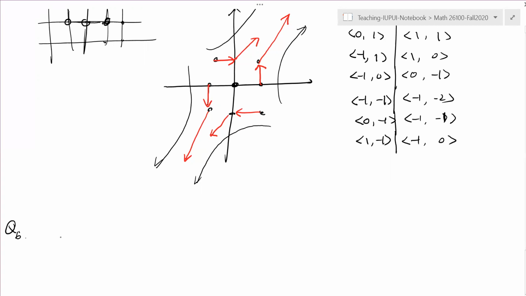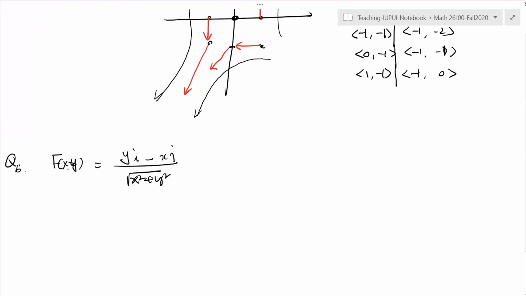Problem number 6. Okay. F is going to be yi minus xj, divided by the square root of x squared plus y squared. All right. So this is a vector. You can write also in this form, y, negative x. All right. So this is just the normalized version of the vector.